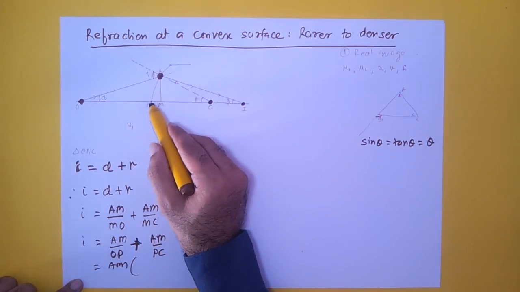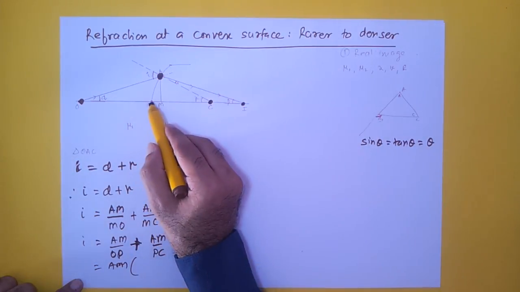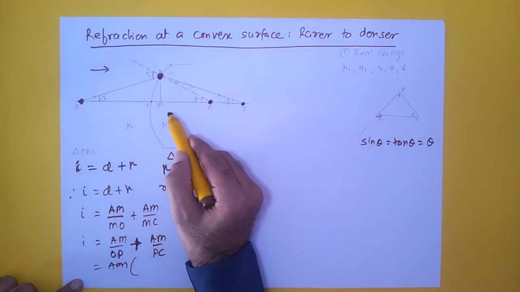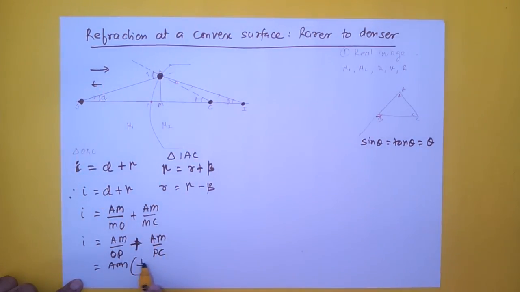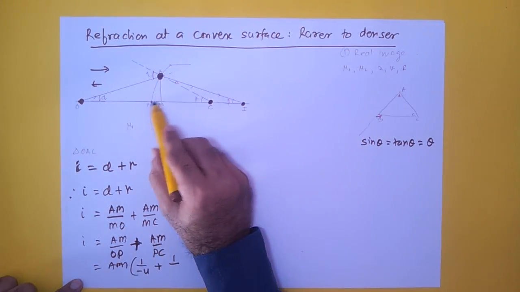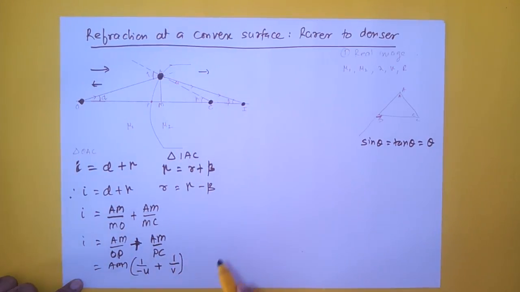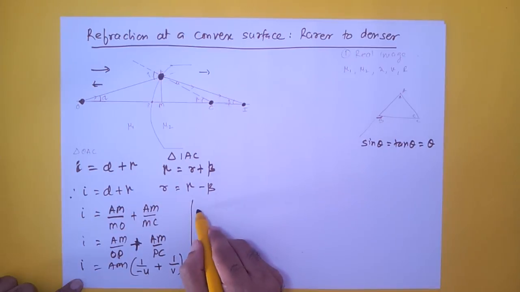Now OP, we know, is the distance of the object. And what is its convention? Is it positive or negative? This is the direction of angle of incidence. PO is in this direction, therefore it will have negative sign, so I'll write down 1 upon minus u plus 1 upon PC. PC is in the same direction as the direction of image, so I'll get positive. So this is I.